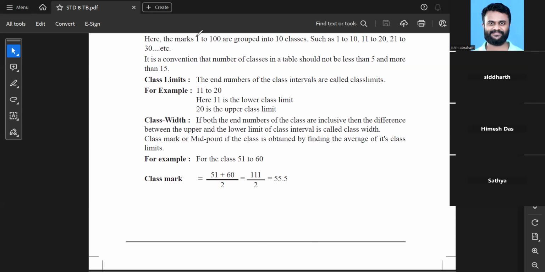तो हाँ, जैसे कि मैंने ऑलरेडी आपको बताया, here the marks from 1 to 100 are grouped into 10 classes. ओके. तो एक रेंज जो हमने बनाया है, they are called as class, such as 1 to 10 and so on. It is a convention that the number of classes in the table should not be less than 5 or more than 50. So this is not a rule, but a standard convention.